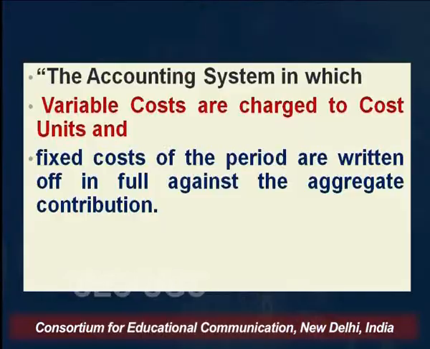And the second part of the definition is very relevant for us. It says that the fixed cost of the period is written off in full. You write off the entire fixed cost in totality against the aggregate contribution. I will tell you in due course of my lecture what exactly we mean by contribution, but for your understanding, here is a single line definition: contribution is the sum total of fixed cost and profit.